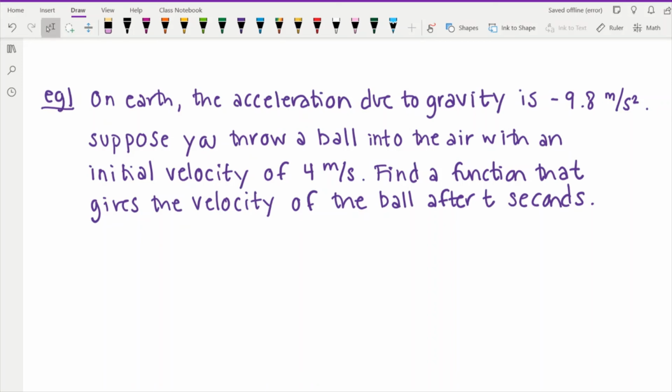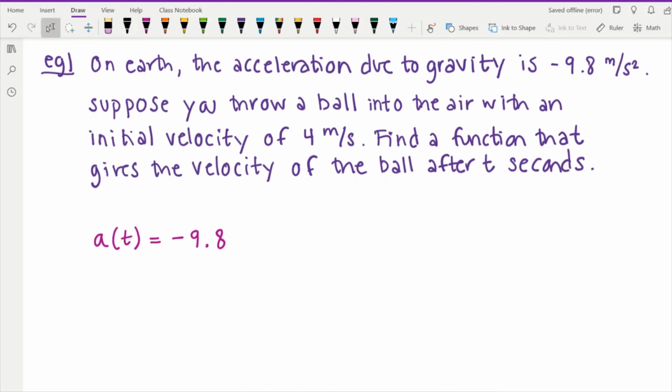So in this case, what are we really given here? We're given the acceleration function, right? We're told that the acceleration due to gravity is negative 9.8 meters per second squared. And so that means that the acceleration function is actually a constant function. It's just negative 9.8. So acceleration on Earth is always going to be negative 9.8 meters per second squared, acceleration due to gravity.